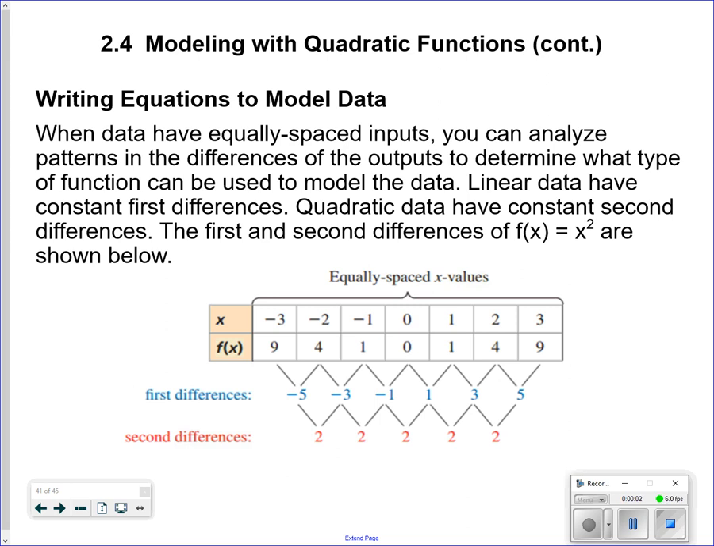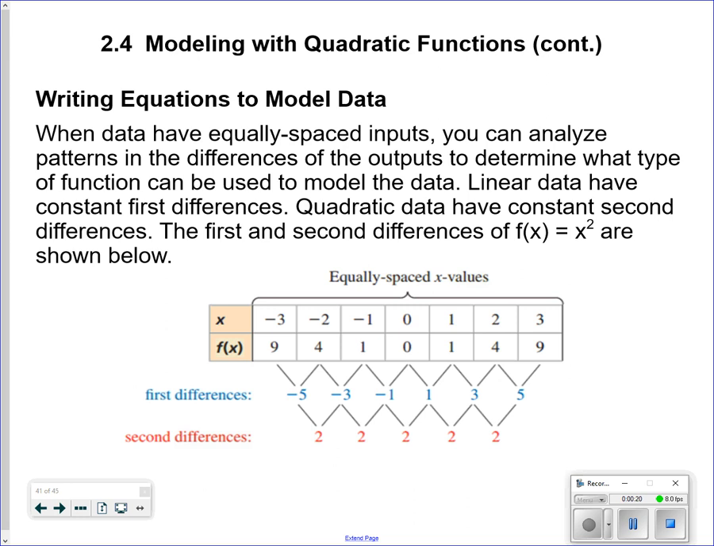All right, welcome back. Honors Algebra 2, Section 2.4. We're going to continue with modeling quadratic functions. Not everything is going to be a perfect model of data. So when data has equally spaced inputs, you can analyze patterns in the differences of the outputs and determine what type of function we actually have.